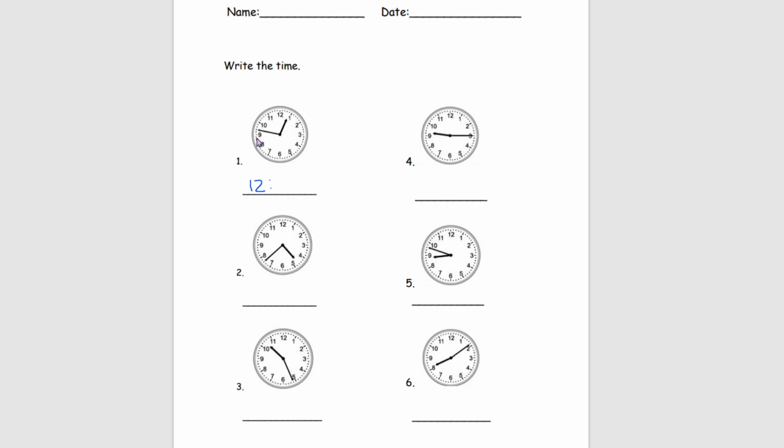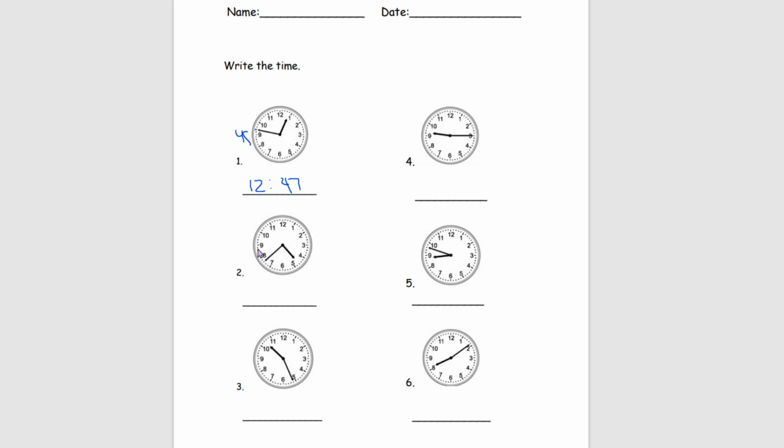And for minutes, we see that it is above the 9 before 10, and it is 1, 2 after 9. And we all know that 9 is 45, so 45 plus 2 is 47. So our answer for number 1 is 12:47.